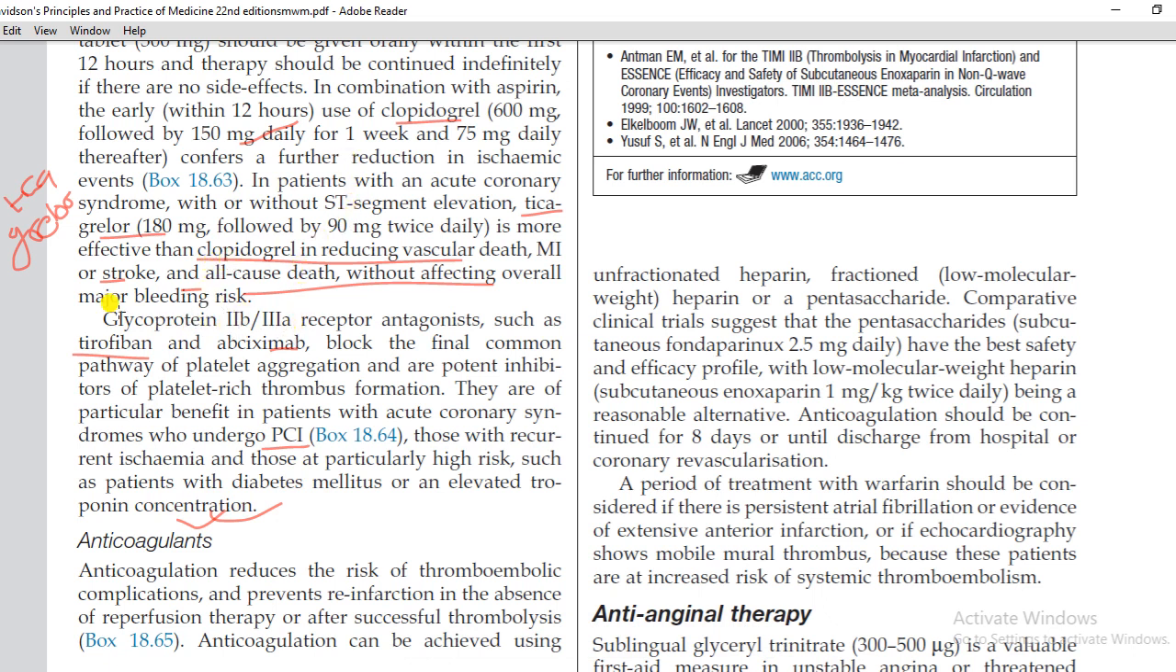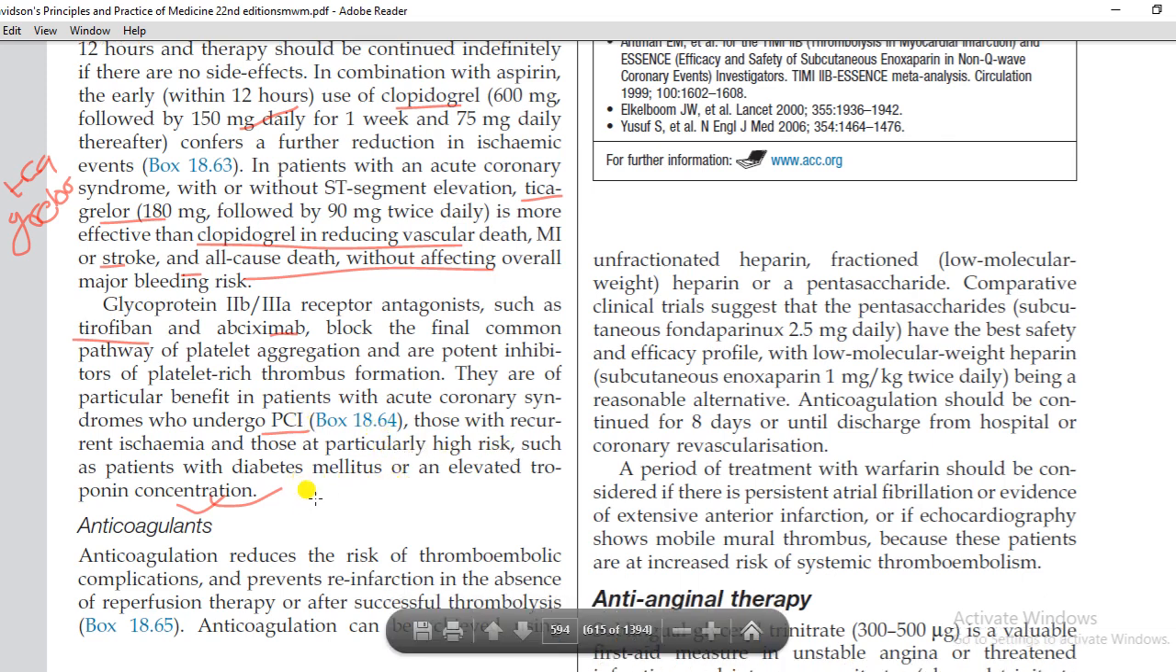Abciximab is famous. Tirofiban, I haven't heard about tirofiban, but abciximab is famous. They block the final component of platelet aggregation and inhibit platelet-rich thrombus, and are of particular benefit in patients with acute coronary syndromes undergoing percutaneous intervention, those with recurrent ischemia, and those at particularly high risk, such as patients with diabetes mellitus or elevated thrombin.